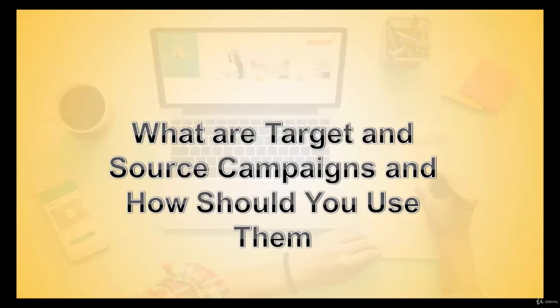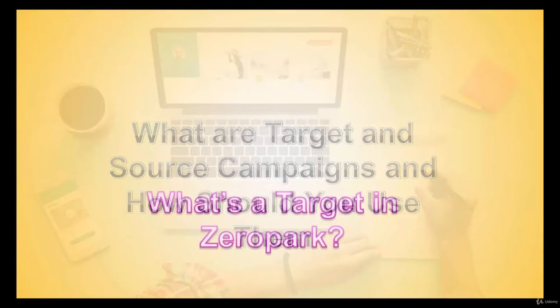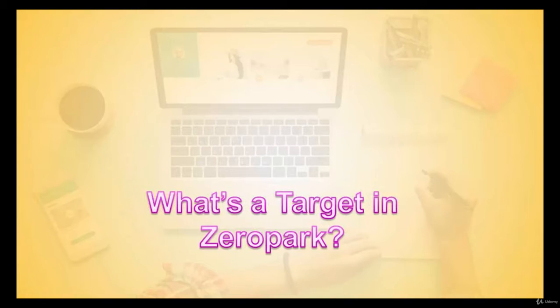What are target and source campaigns and how should you use them? What's a target in Zero Park?